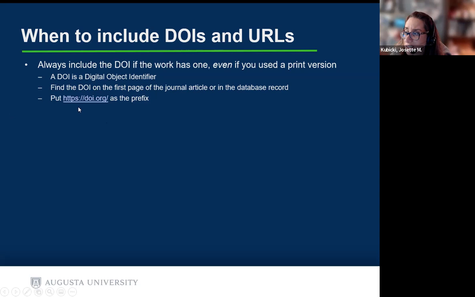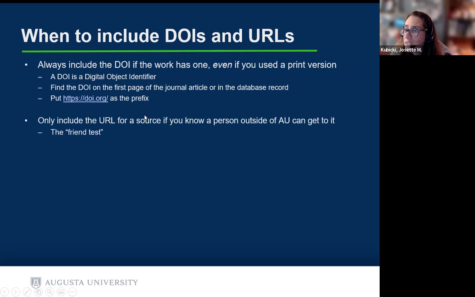And to put in the DOI, make sure that you put in https://doi.org/ as the prefix. That is pretty important. APA style wants you to do it that way. And you're going to find when you're copying and pasting the DOIs that some of them are going to have different prefixes, so make sure you follow that prefix.